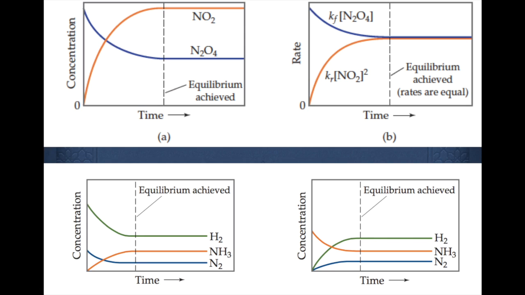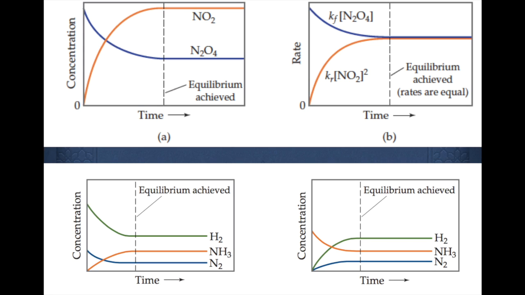Here, these two graphs show you that it doesn't matter whether or not you start with your reactants or your products, you can still reach equilibrium. So the graph on the left-hand side shows you that you start with your reactants, H2 and N2, and NH3 is your product. So you start with just your reactants, but you're still able to reach equilibrium because the concentration of NH3 increases until you reach equilibrium. Notice it's equilibrium because the concentration of those three substances do not change.